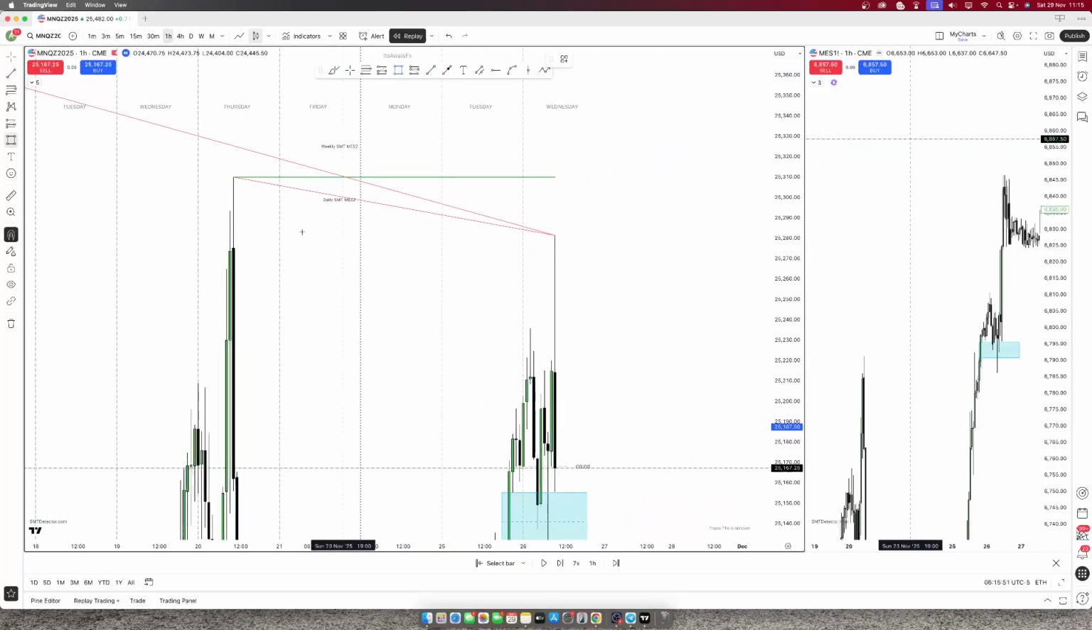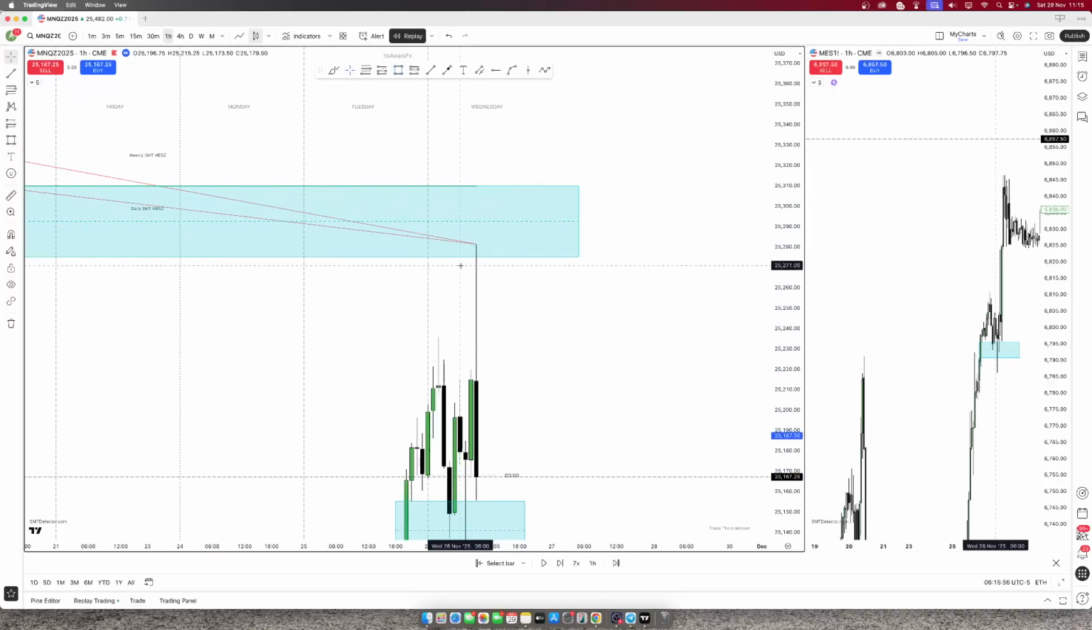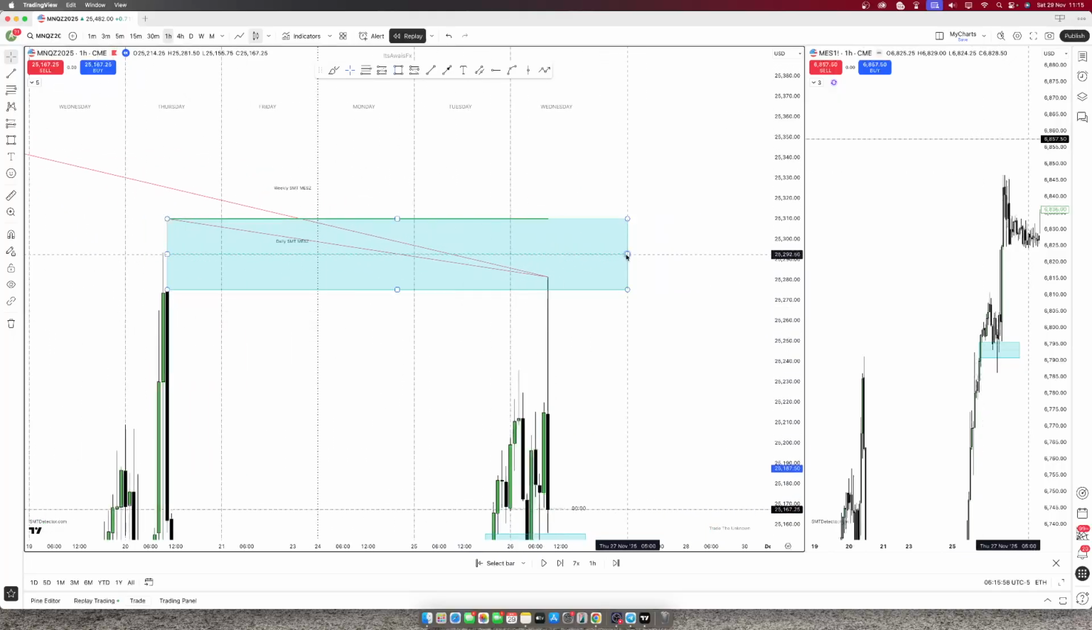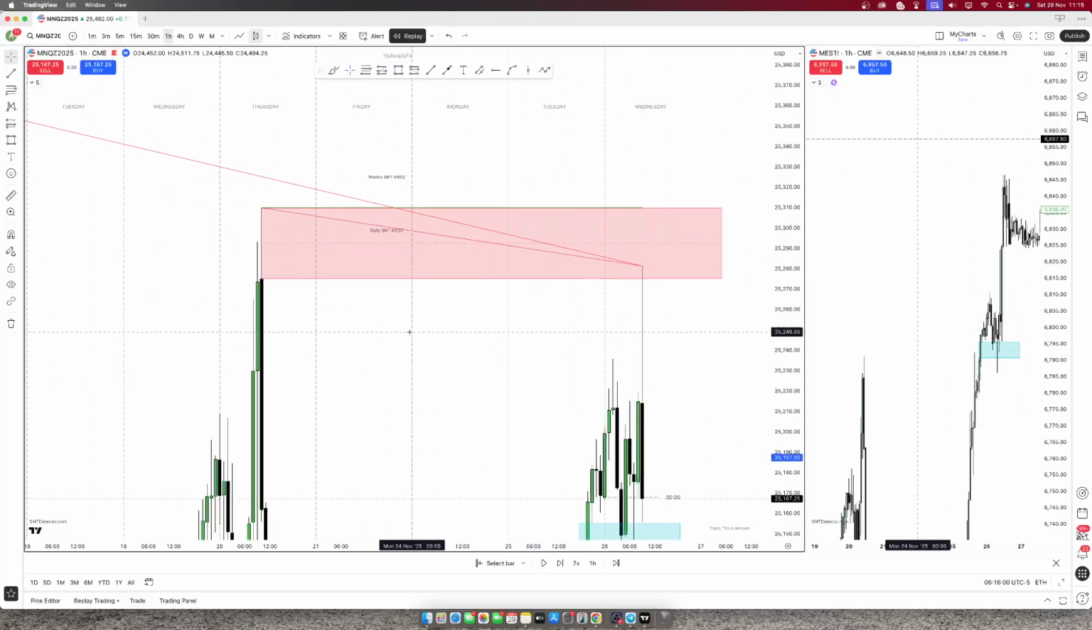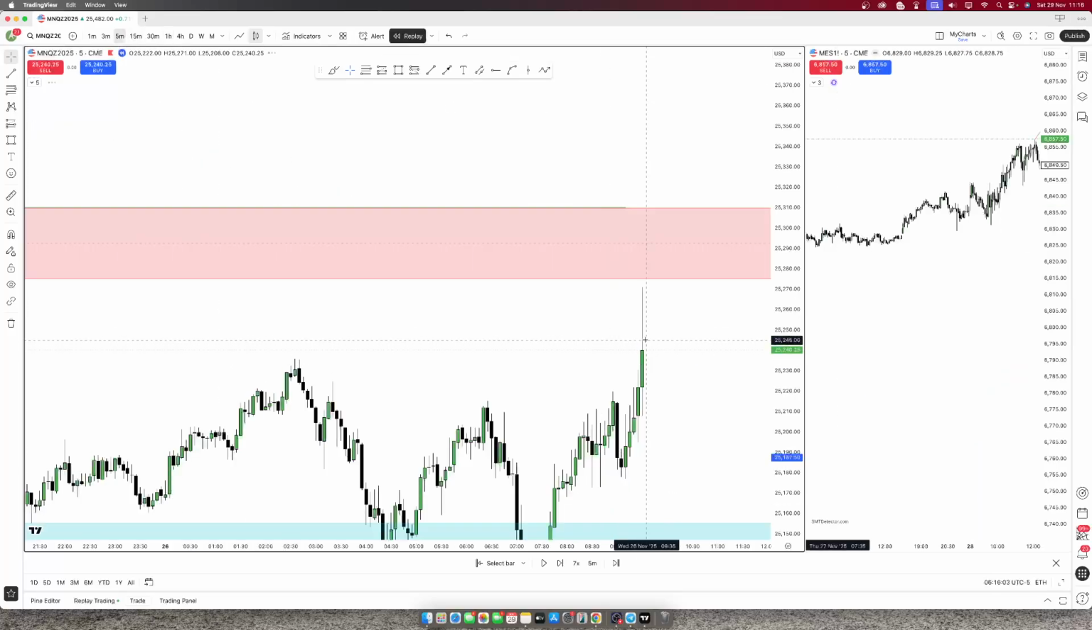What I did do is I marked this rejection block right here, right? Notice how when price taps into this area, what occurs. Obviously this is now pushed forward because I'm on the 1 hour. Let's drop back to the 5 minute and see what happens.